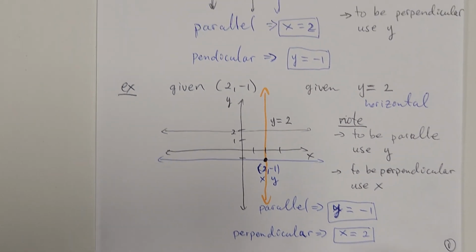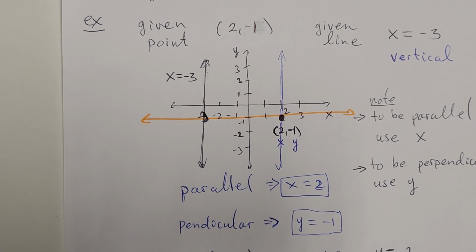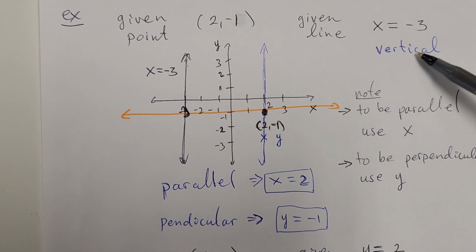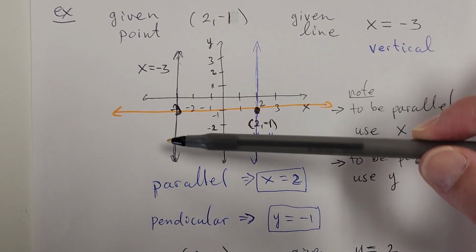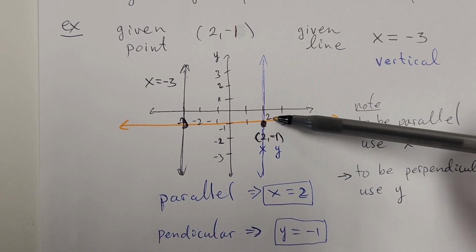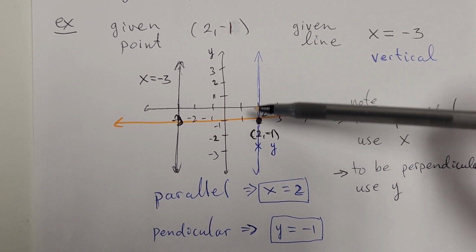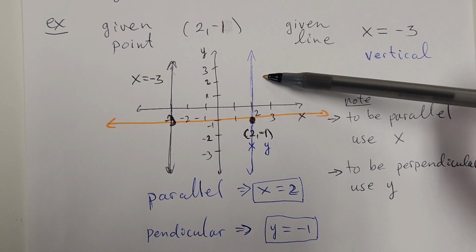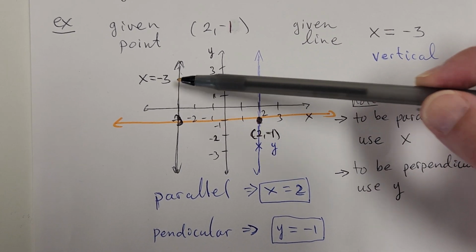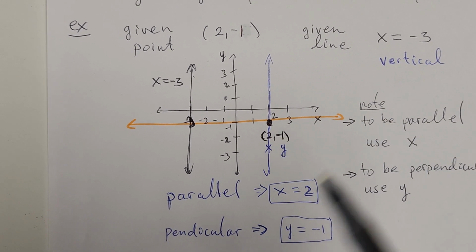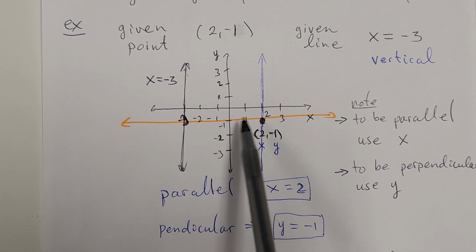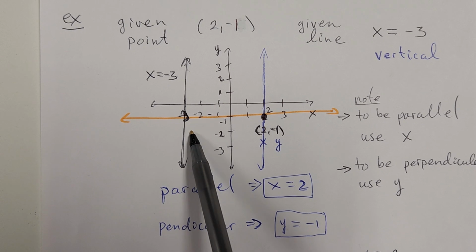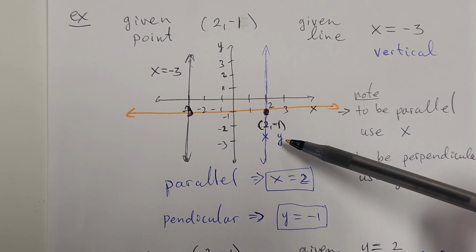Okay, so back to the vertical line graph. Here's my vertical line on the graph. This is the given point. Parallel to this black is blue. This blue line is parallel to the black, which is x equal 2. To be perpendicular to this line, it is this orange line, perpendicular to the black, which is the y.